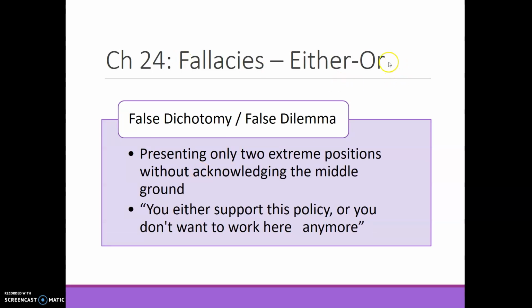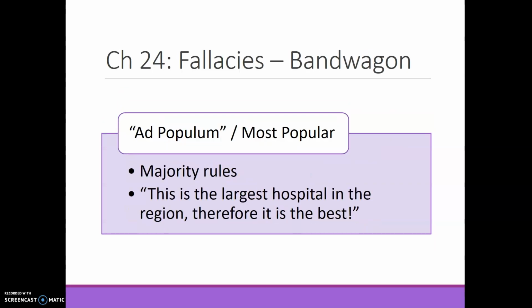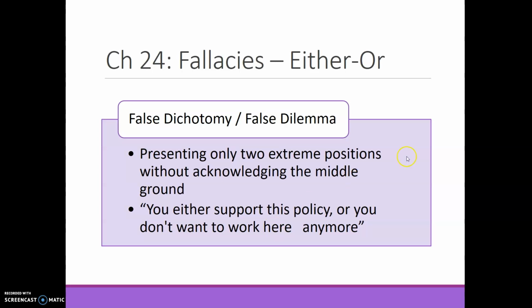Then you have the either or fallacy. This is also called false dichotomy or false dilemma, and it's where you present only 2 extreme positions without acknowledging the middle ground. So you're trying to force people into a position by just doing 2 extremes. So either you support this policy or you don't want to work here anymore. So that's calling into loyalty. So if your company gave a policy and you had some questions about it, instead of acknowledging that there is a middle ground, where maybe you support this part of the policy and not that, it's just saying straight up, like, oh, you don't support it, you don't want to work here. And the news media, going back to either or, the news media will do that a lot. So look out for that.